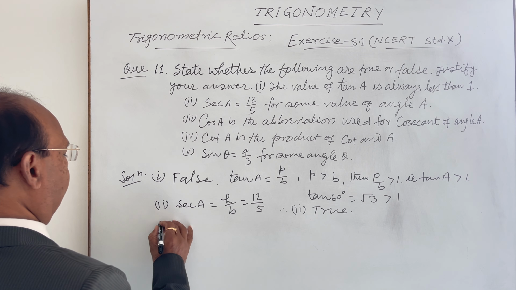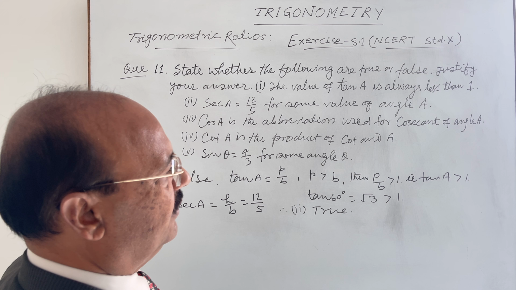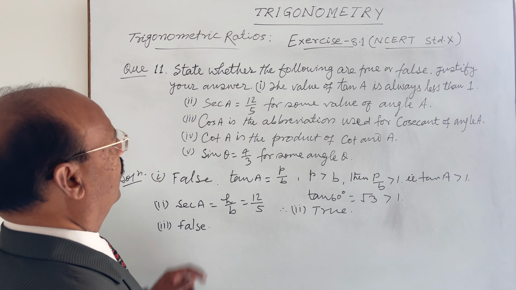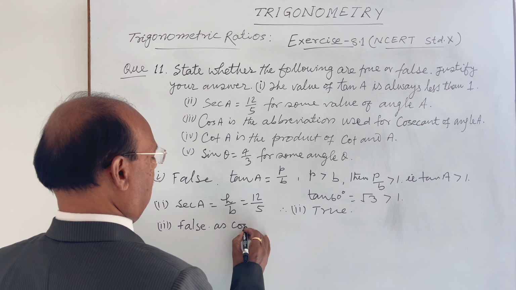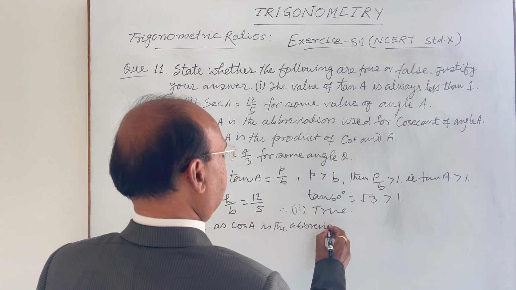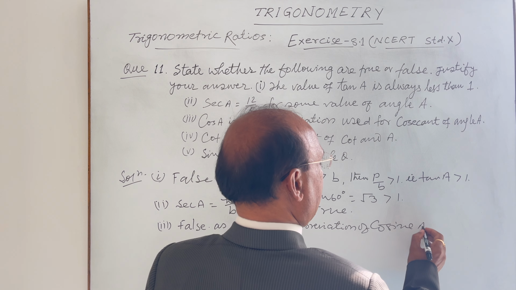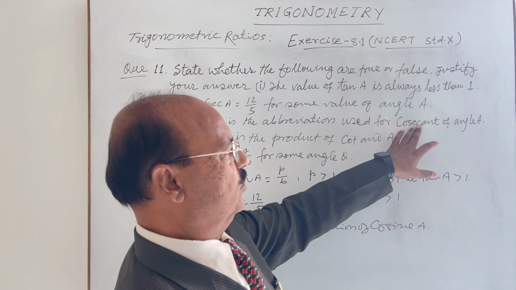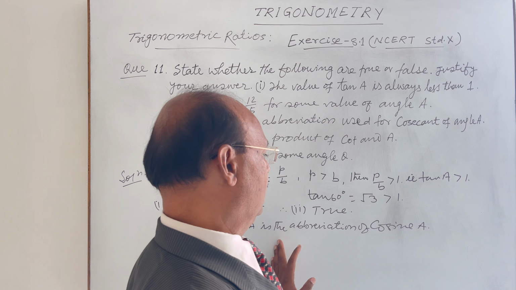And the third statement, cos A is the abbreviation used for cosecant of angle A. This is false. Cos A is the abbreviation of cosine A. So this is false. The abbreviation of cosecant is cosec, not cos. Cos is the abbreviation of cosine A.